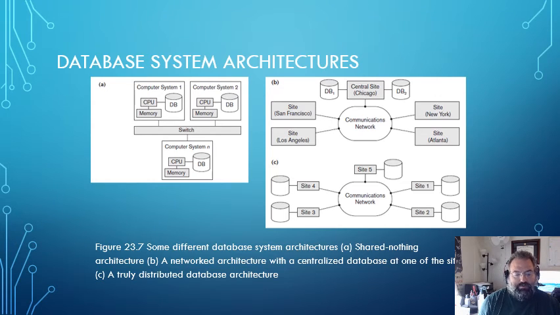Figure B is a network architecture with a centralized database at one of the sites, and a fully distributed database architecture is figure C. Generally speaking, things are going to be shared nothing, or possibly a truly distributed system, which you see in C, or a variation where it looks like a shared system. So it looks like B, but it's not really B, because it's physically distributed, but logically appears to be not distributed.